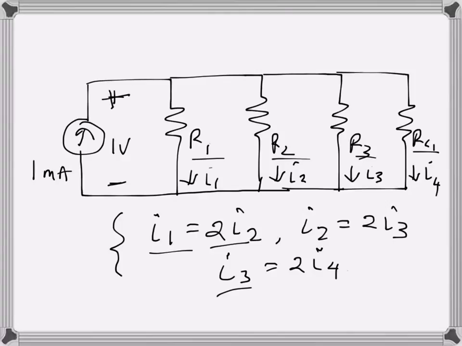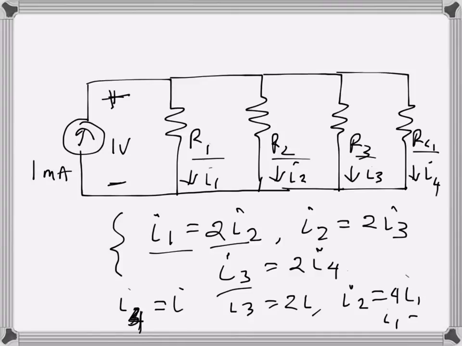So basically what happens is, let's say I4 is I, then I3 will be 2I, and then I2 will be 4I, and I1 will be 8I, just like that. So that's what we can say from this one.